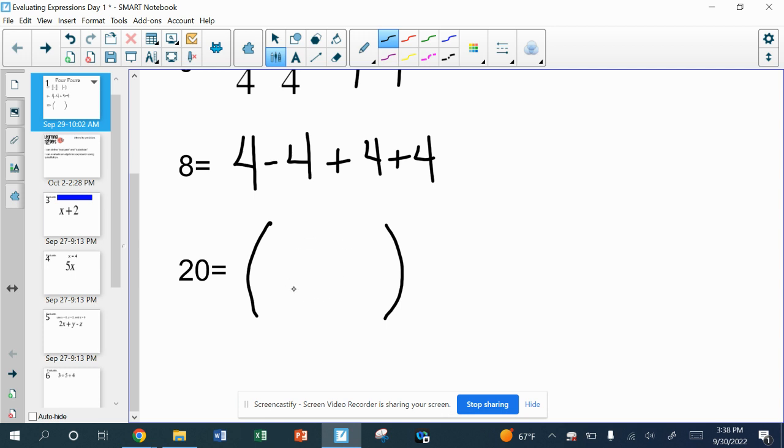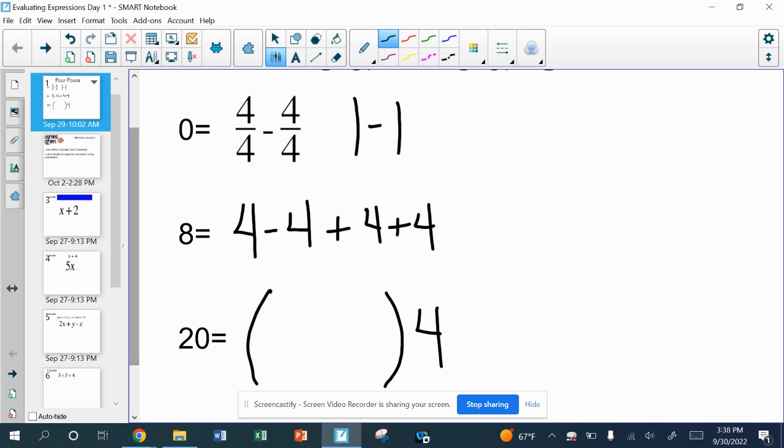I want to make this stuff in here equal to 5. And I'm going to multiply it times a 4 out here, because 5 times 4 would be equal to 20. So if I have to make this stuff inside here equal to 5, I want to have a way of having 1 plus 4.